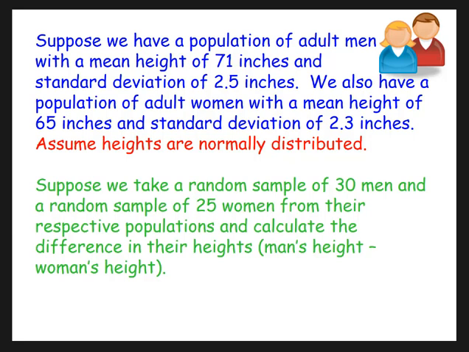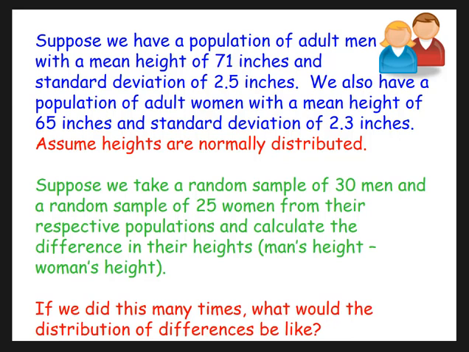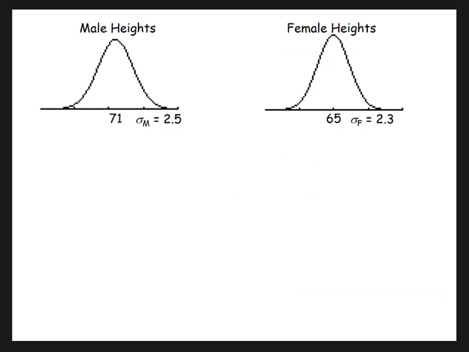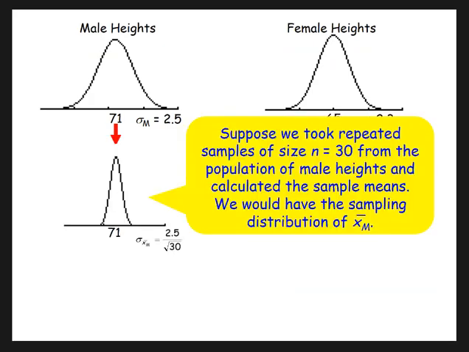Suppose we take a random sample of 30 men and a random sample of 25 women from their respective populations and calculate the difference in their heights. So the man's height minus the woman's height. If we did this many times, what would the distribution of the differences look like? So both populations are normally distributed, so they have that bell curve. The differences would also, of course, be normally distributed.